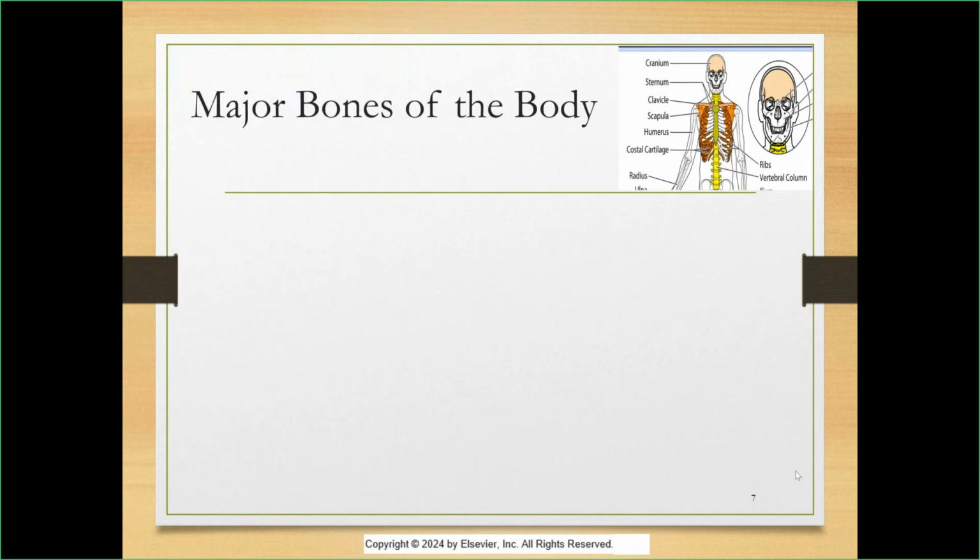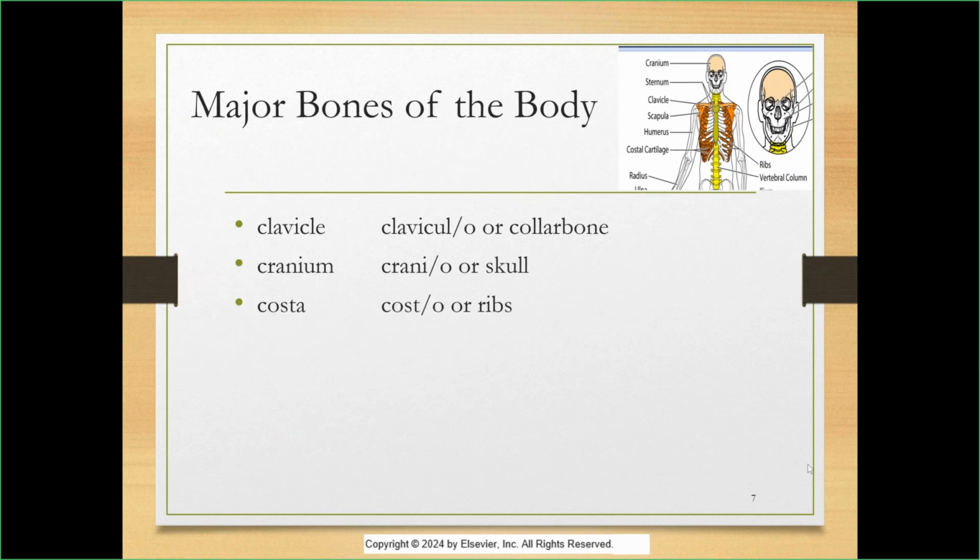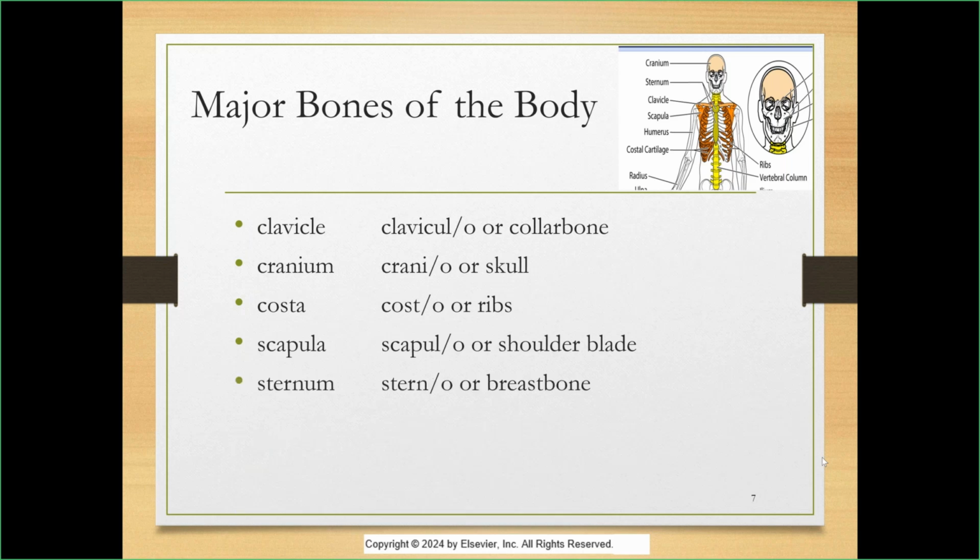Major bones of the body. Clavicle's combining form is claviculo, commonly known as collarbone. Cranium's combining form is cranio, also known as skull. Costa's combining form is costo, known as ribs. Scapula's combining form is scapulo, also known as shoulder blade. Sternum's combining form is sterno, known as breastbone. Spine's combining forms are rachio and spino. Vertebrae's combining forms are spondylo and vertebro.